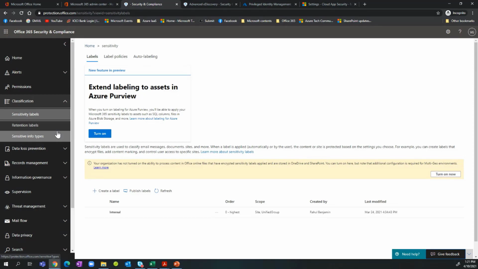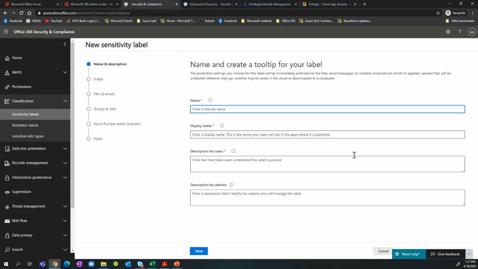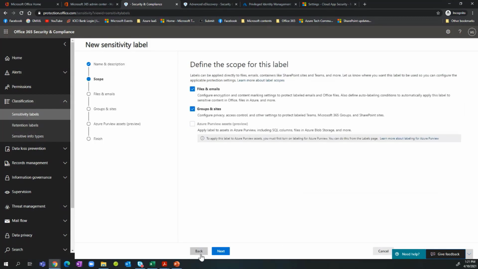Now, AIP was there for a very long time. Microsoft recently came up with something called MIP, which is nothing but a unified label. What I mean by unified label is it's one single label which can take care of your information protection, the one which I just spoke about, and it can also help to classify the data. What I mean by classifying the data, right? Think of this, I can create a label like a test label. Display name can be the same. I can give a display name and description for users, whatever you want to give. I'm giving the same description for admins. This is just for demo purposes.